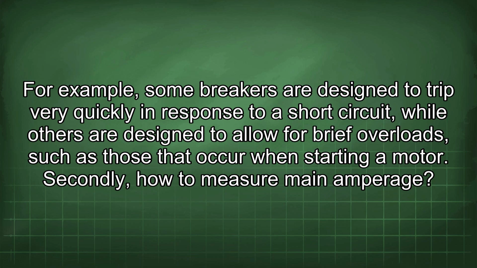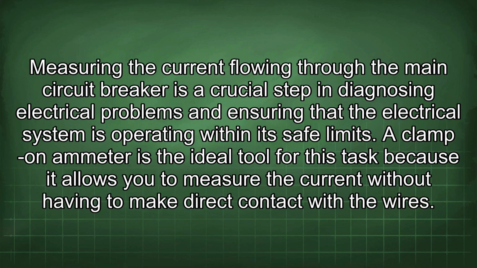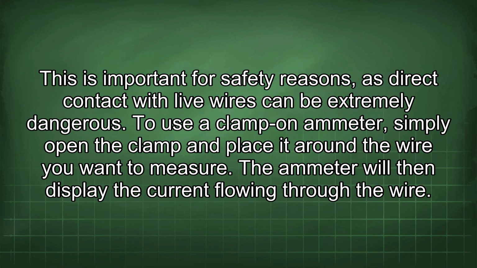Secondly, how to measure main amperage. Measuring the current flowing through the main circuit breaker is a crucial step in diagnosing electrical problems and ensuring that the electrical system is operating within its safe limits. The clamp-on ammeter is the ideal tool for this task because it allows you to measure the current without having to make direct contact with the wires.